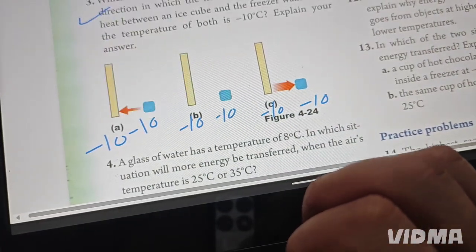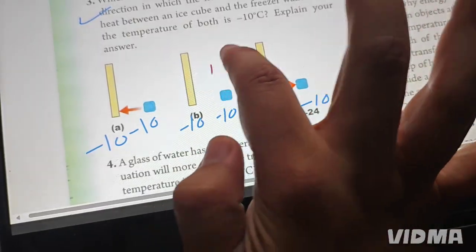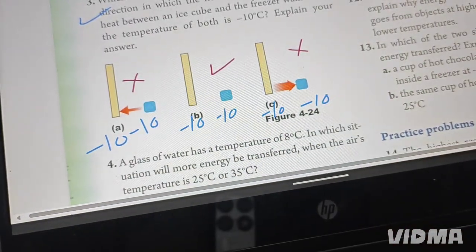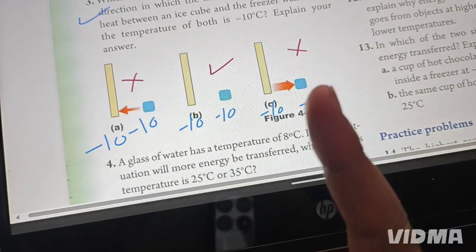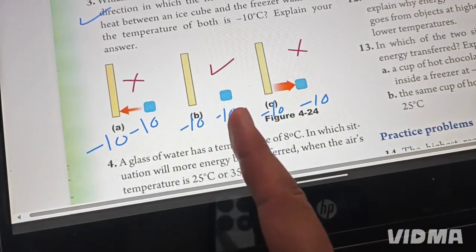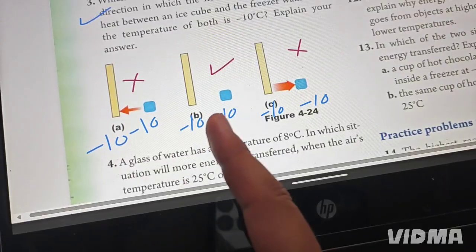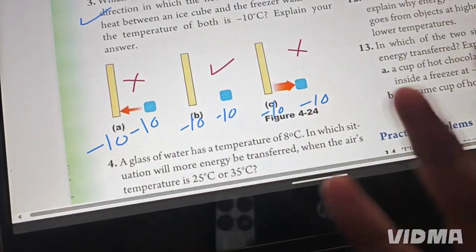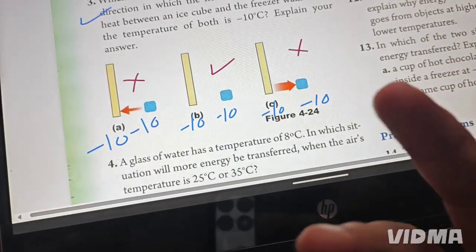You have to know this. It is so easy, actually, and important. Part B is the correct answer. A and C, both of them are wrong. You should know why, since you have studied. If both objects have the same temperature, both -10, then in that case we don't have energy transfer, because they have the same temperature.